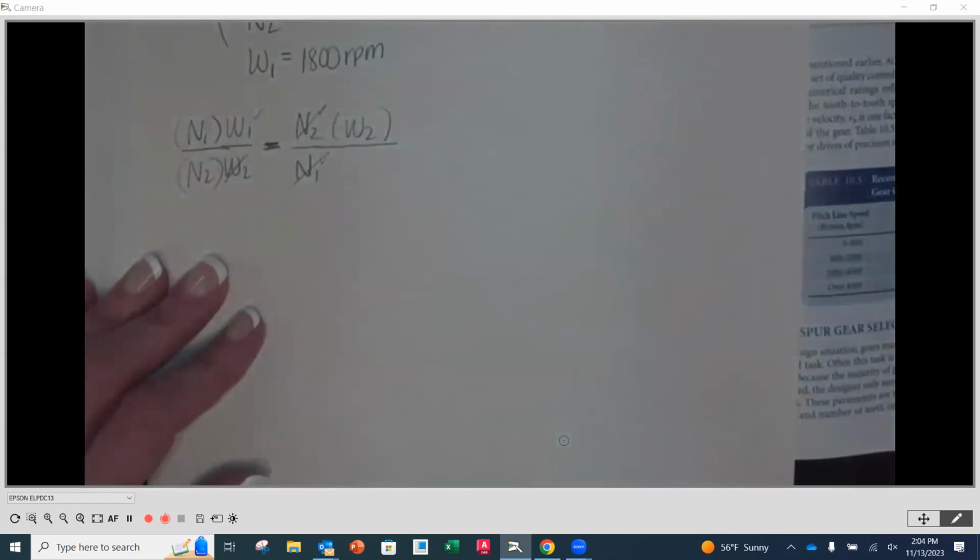Okay. So rewriting this so that we can see what it looks like, I've got N1 times W1, multiplying those two together, divided by N2, is going to be equal to W2. Do you guys see that same thing?